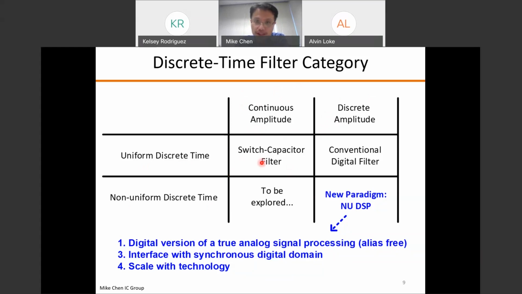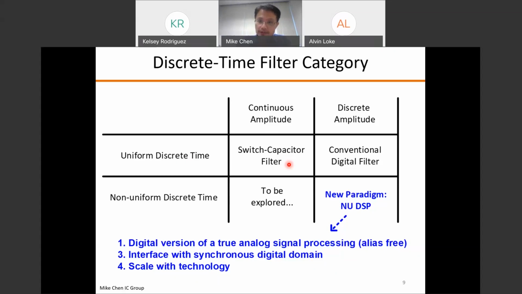In the first quadrant, continuous amplitude and uniform discrete time. This is what we use today in a lot of switched capacitor circuits, right? Like a switch cap filter, right? We just take those samples, the uniform samples, and we just add, subtract, in the analog domain, right? So that's switch cap circuits. Very popular, used today, right? I'm sure that many of you have designed one of those circuits in your career. A very powerful tool right there, right?